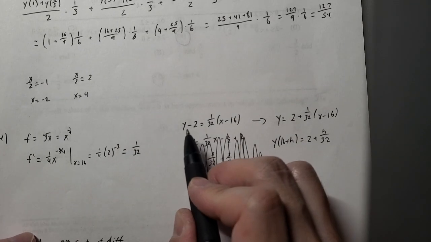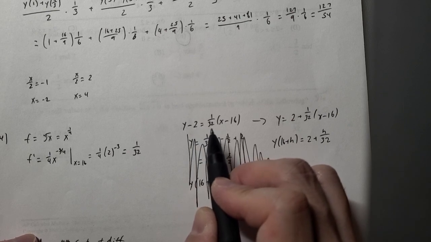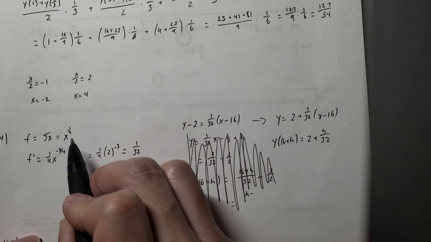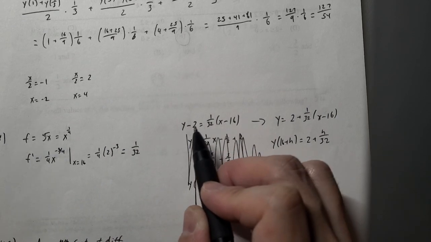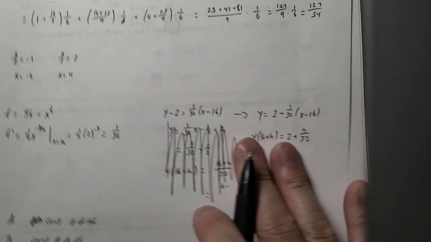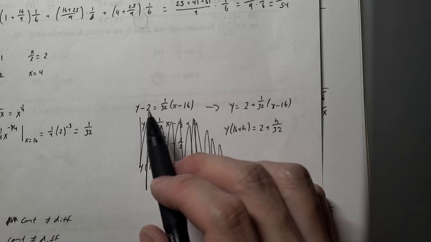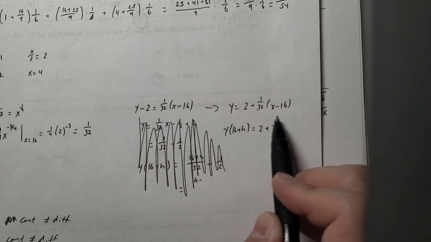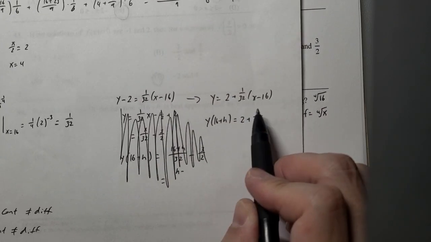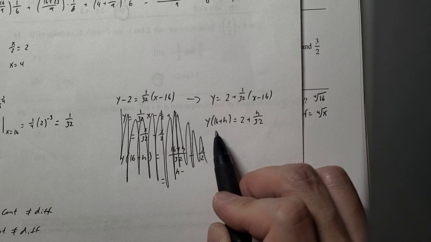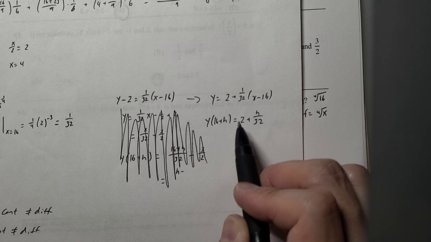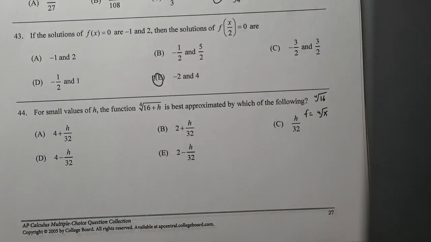So let's find a tangent line. y minus 2 is 1/32, that's the slope, times x minus 16. By the way, when x is 16, plug into f here, y is 2. So that's where I got this 2 from. This is point slope form. I believe the linear approximation is you just move this 2 over, and that's the linear approximation formula. So this is what we get when we move the 2 over to the other side. So we just find y of 16 plus h, as simple as that. So when x is 16 plus h, then we're just left with h there. So it's 2 plus h over 32. Choice B.